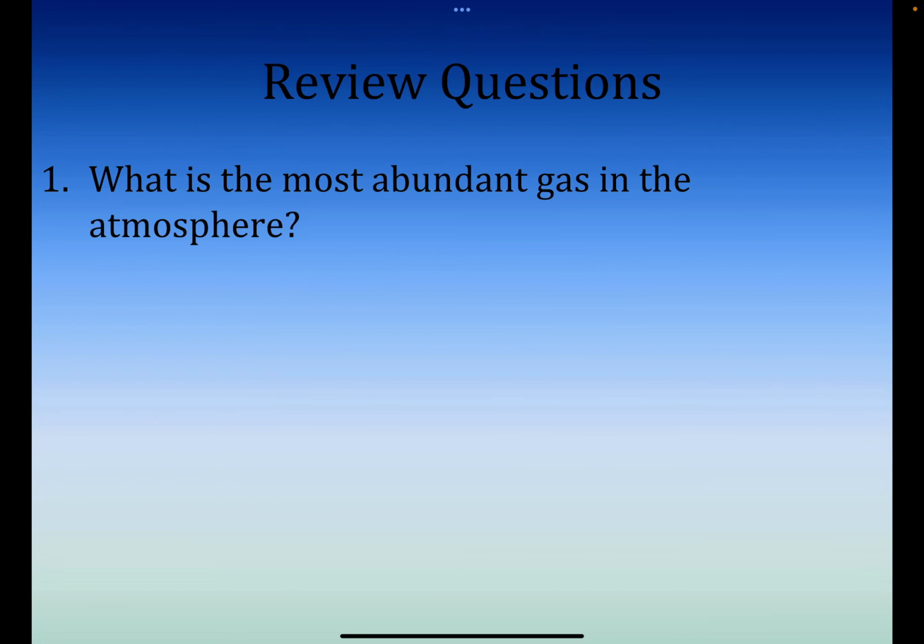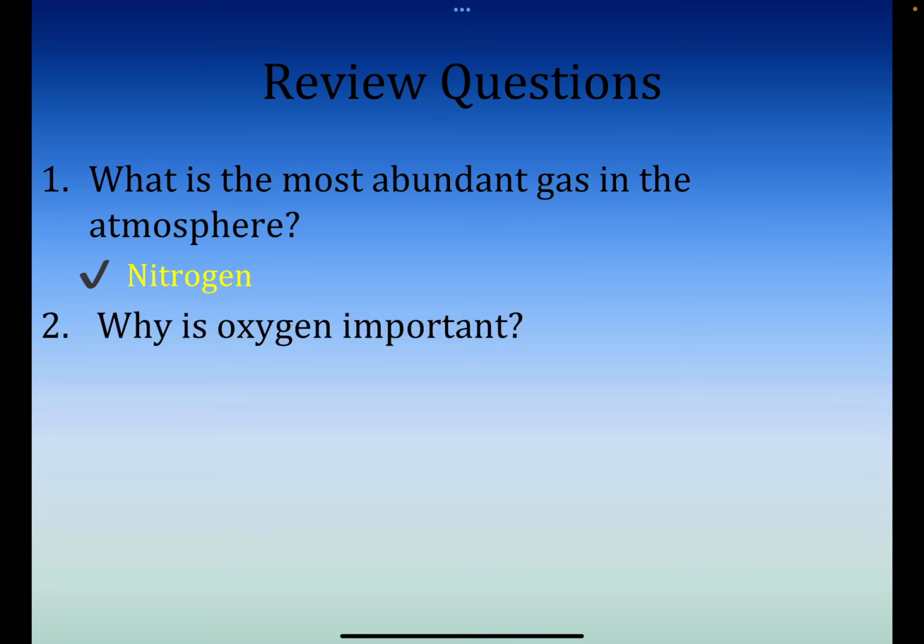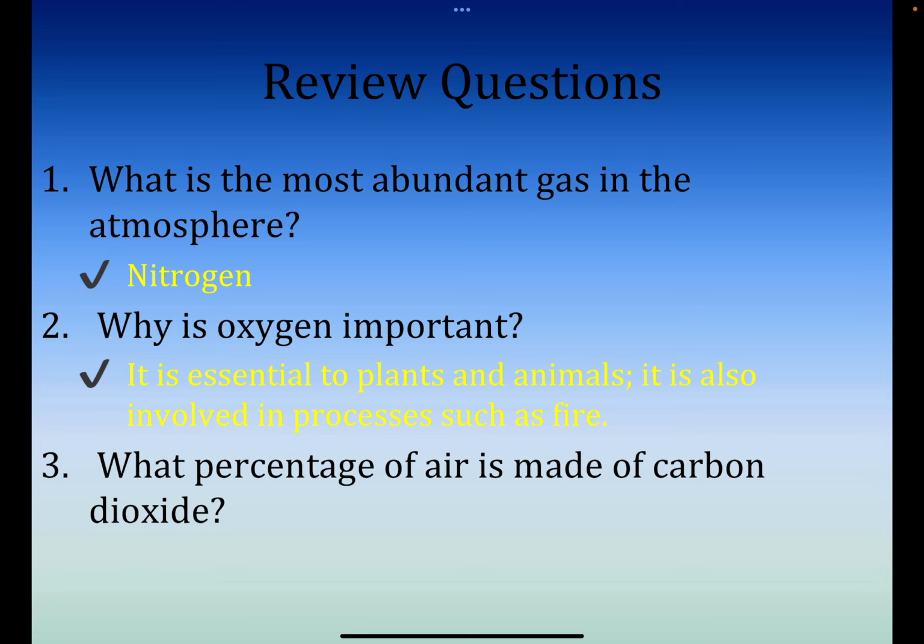All right, let's do a couple of review questions. Pause the video and go back, refer to your notes, and try to answer these questions. What is the most abundant gas in our atmosphere? Pause the video, try to find the answer. All right, the answer would be nitrogen. Number 2, why is oxygen the most important? Again, pause the video, try to come up with an answer. It is essential to plants and animals, and it is involved in processes such as fire. Final question, what percentage of air is made up of carbon dioxide? Again, pause the video, flip back to the table.